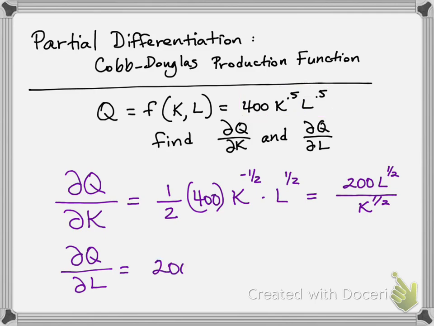I'm just going to go ahead and write it as 200 now. We know it'll be 200, 1/2 times 400. The K to the 1/2 stays the same, but now it's going to be L to the negative 1/2. 1/2 minus 1 is negative 1/2. So I'm just going to go ahead and write it in the bottom. We're done with the work we needed to do to find the partial derivatives. So this is done.